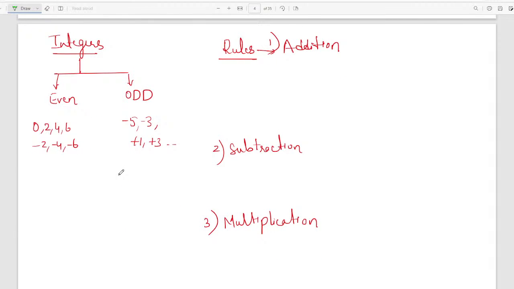In integers, integers can be further divided into even and odd. Even numbers are those numbers that are divisible by 2. Odd numbers are those numbers which are not divisible by 2. 0 is an even number. 0, 2, 4, 6. Positive numbers are also even numbers, and negative numbers are also even numbers. So both positive and negative numbers can be even numbers, but these even numbers are the numbers which are divisible by 2.